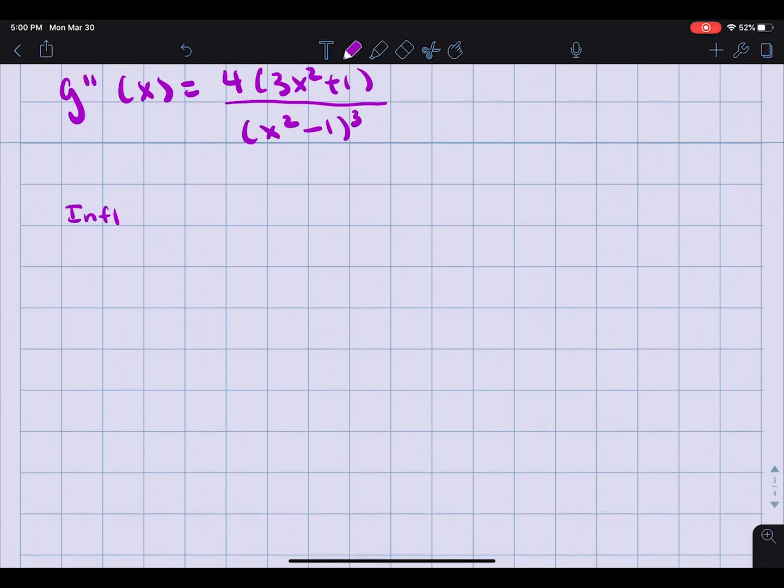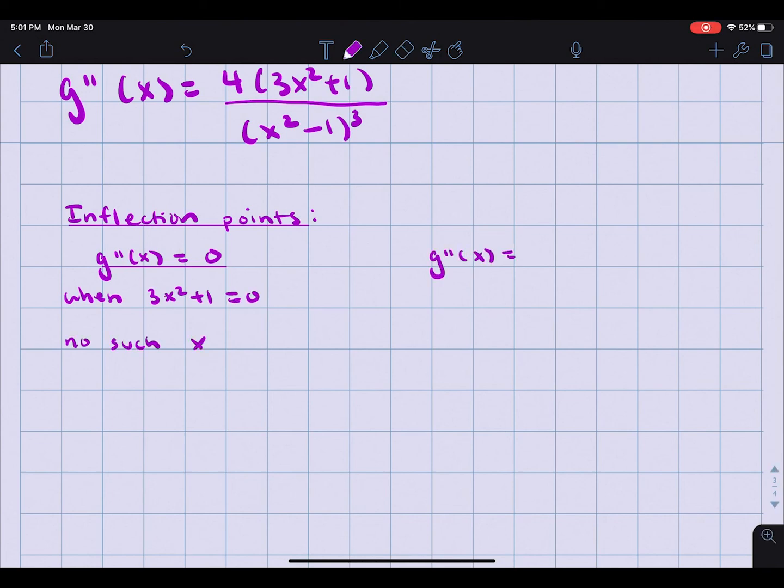So now we move on to g double prime. First, we find any candidates to be inflection points. The numerator is never equal to 0, and g double prime exists everywhere but at x equals plus or minus 1. Like before, x equals 1 and x equals negative 1 are not in the domain of g, so neither of these are actually inflection points. In fact, g has no inflection points.